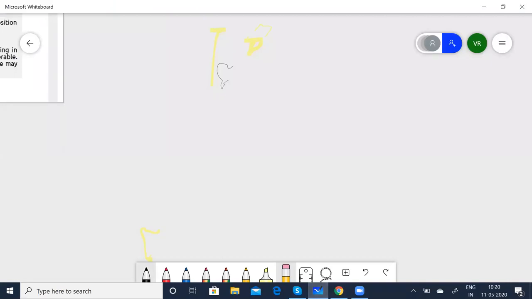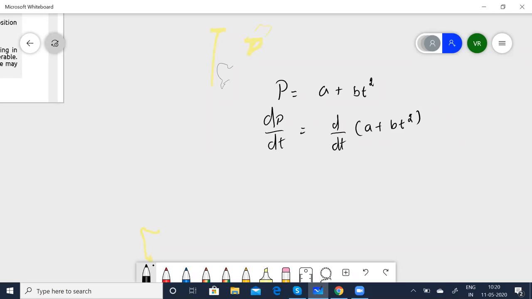P is equal to A plus BT squared. Okay, so dP by dt, when I differentiate this, I get it as d by dt of A plus BT squared, therefore this implies F is equal to 2BT. Since A is a constant, it becomes 0. B is also a constant, so 2B is a constant. We can easily say that F is directly proportional to T.